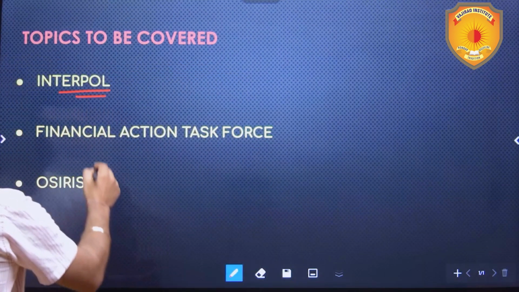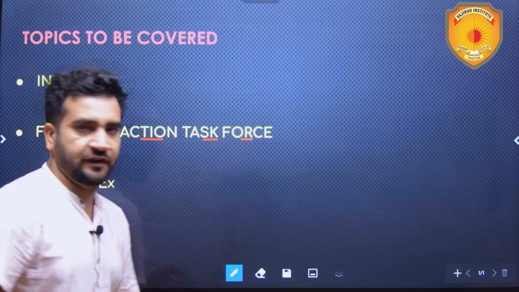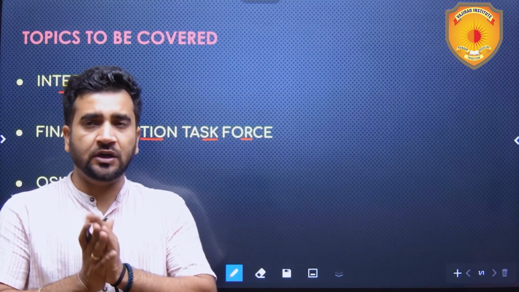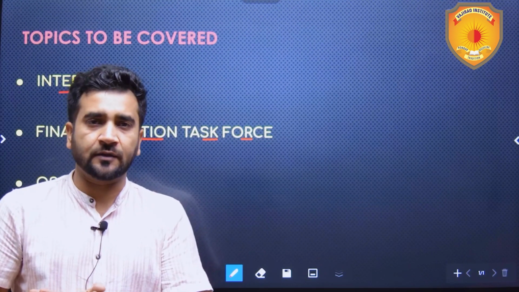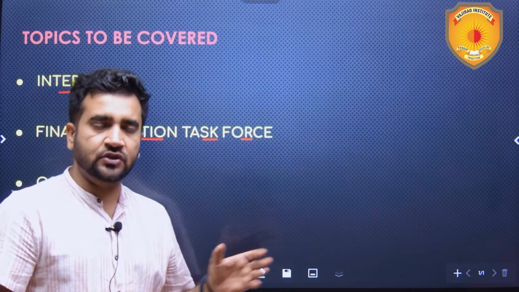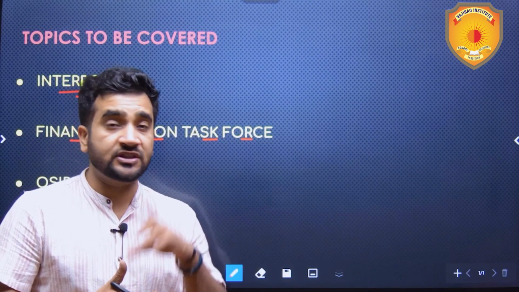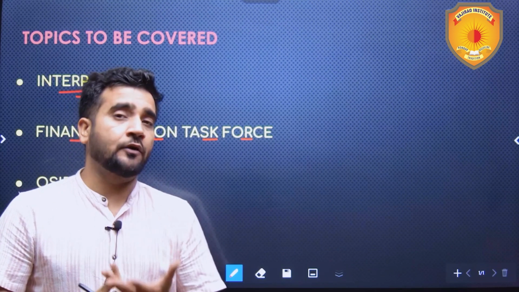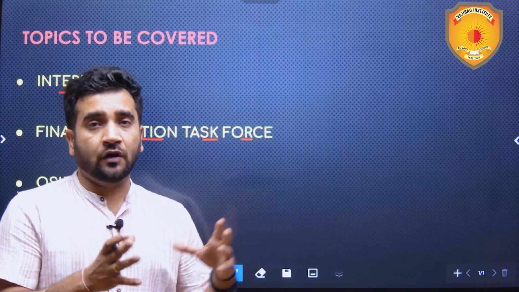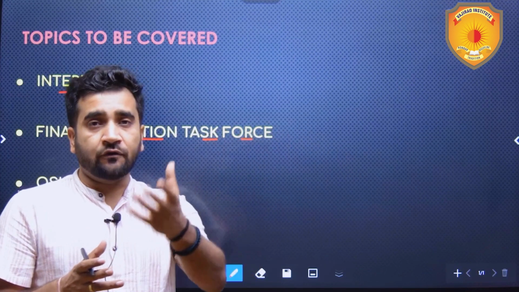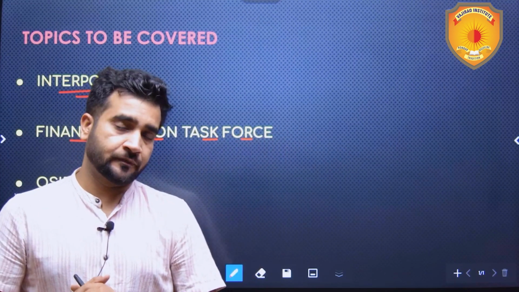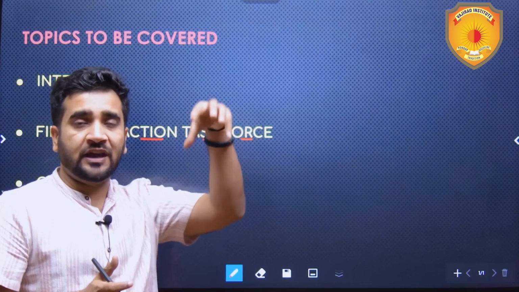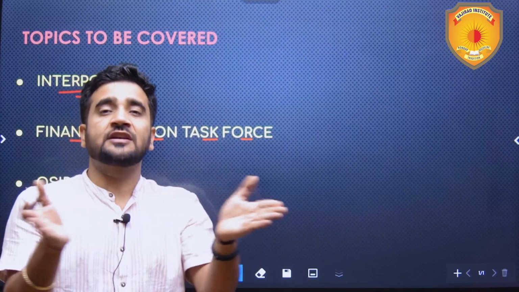The second section is Financial Action Task Force, FATF. Now this FATF was also in news during the G20 and after that. It is an international organization. It was set up in the year 1989 by the G7 countries. Its job was to tackle money laundering, because money laundering involves cross-border flow of funds. So it needed coordination of multiple countries, and FATF became that international body which could facilitate this kind of coordination.